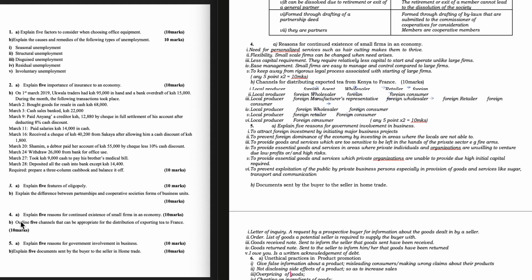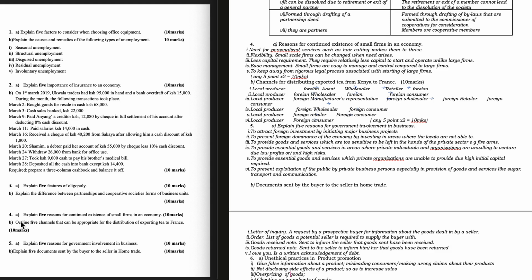Question 4a. Explain 5 reasons for continued existence of small farms in an economy. Need for personalized services such as hair cutting makes them to thrive. Flexibility. Small-scale farms can be changed when need arises.